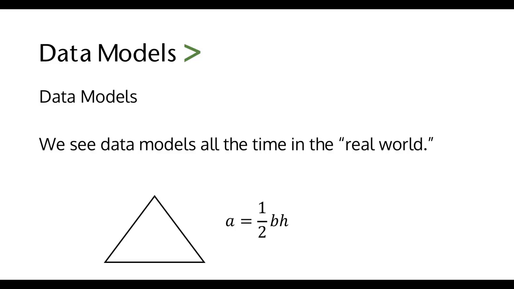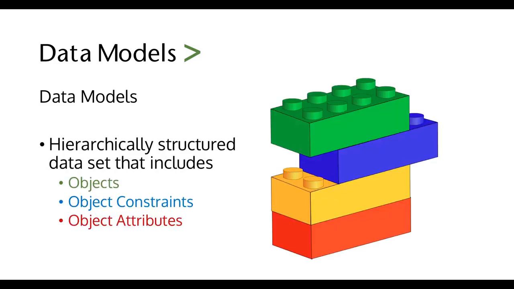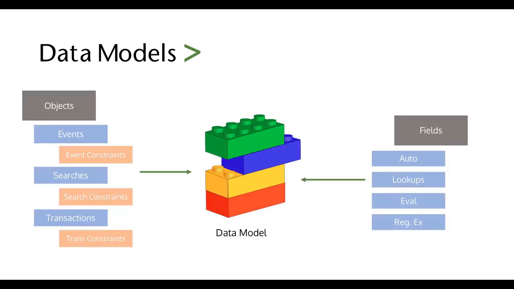So a data model really is the set of rules that governs how we interact with the data and how the data behaves. It's kind of like stacking Legos in the Splunk world. We stack objects, object constraints, and object attributes, i.e. fields. Objects contain events, searches, and transactions, each with their own proper constraints. And then we add fields, auto-generated from the Splunk engine, lookup tables, eval statements, regular expressions.